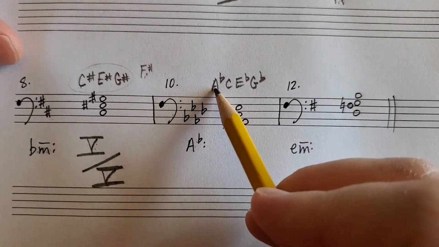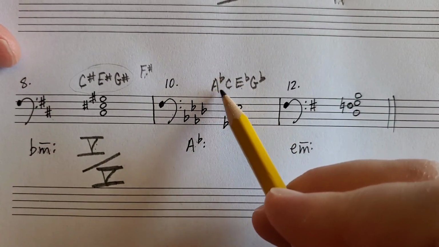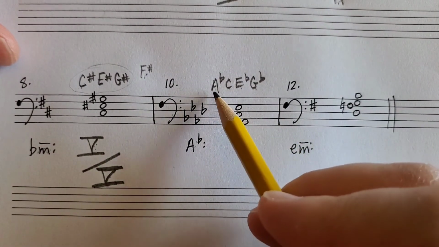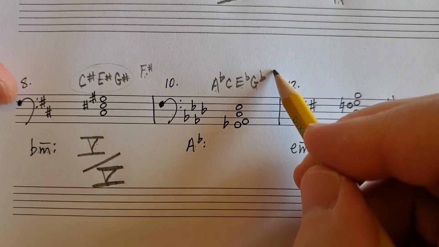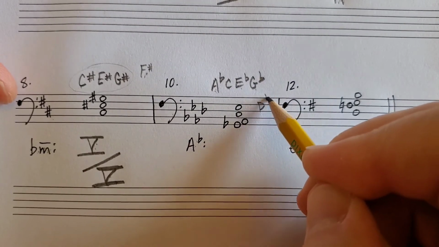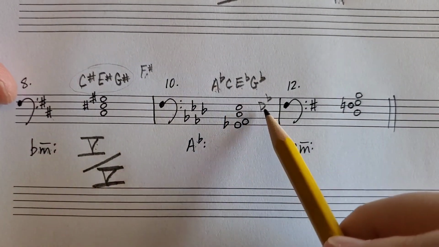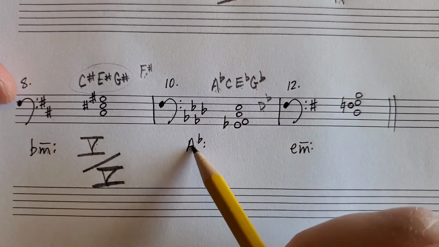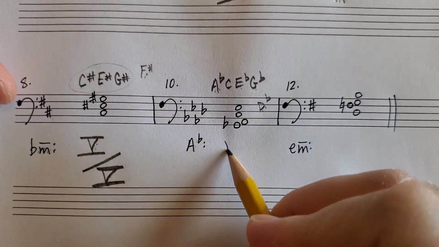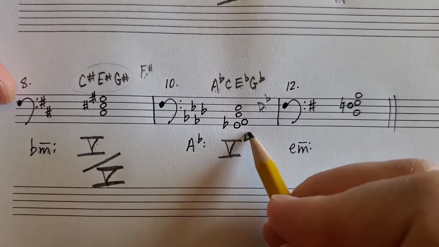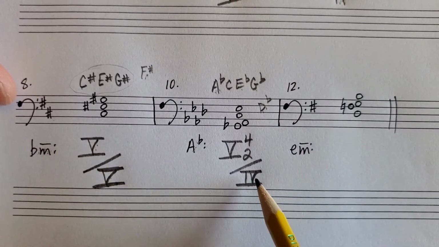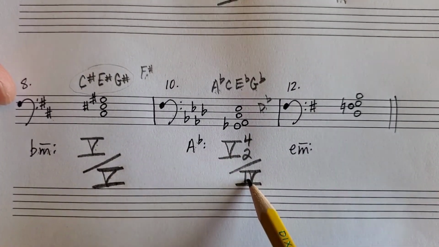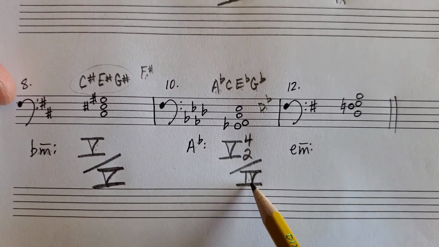So notice this is a major minor 7th chord, major triad with a minor 7th. A flat is the dominant to the key of D flat, right? So this is 5, 7 in the key of D flat. And in the key of A flat, D flat is number 4. Now this time we're in a major key, so 4 should be major on the bottom part of the Roman numeral.